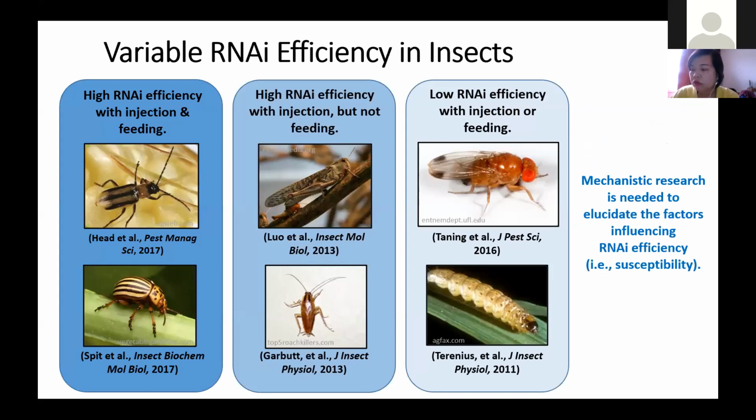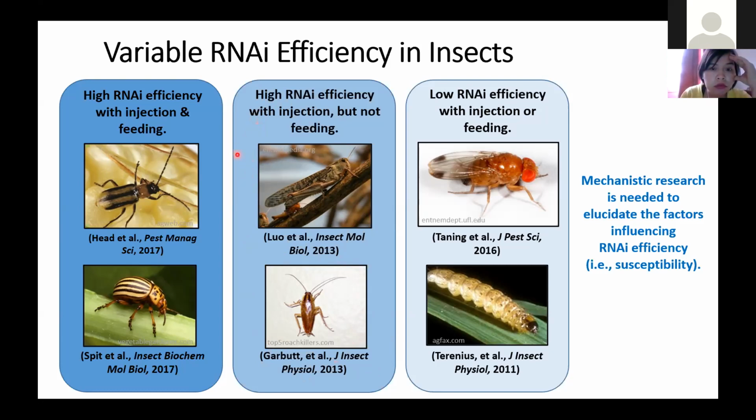Unfortunately, not all insects respond equally well to double-stranded RNA. There are some organisms, like the western corn rootworm or the Colorado potato beetle, that exhibit very high RNAi efficiency regardless of double-stranded RNA delivery method. Then there are other insects, like the migratory locust or the German cockroach, that really only exhibit high RNAi efficiency with injection, but not with feeding.